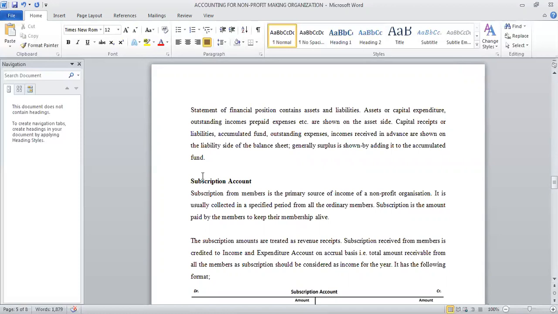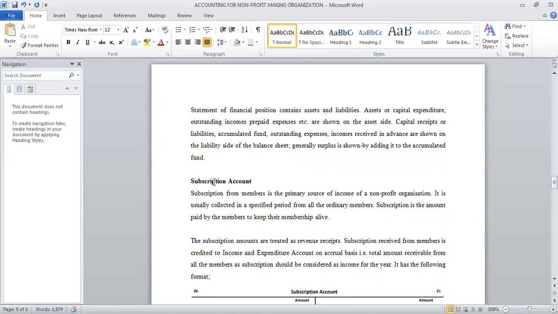And one of the accounts that you must prepare in this particular question is the subscription account. The question might not tell you to prepare the subscription account, but it is upon the learners to know that this particular account needs to be prepared, whether told or not. We said the subscription is the amount of money the organization gets from its members periodically at the end of a specified period.